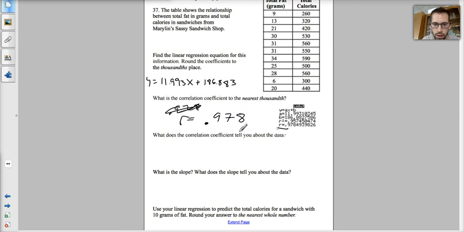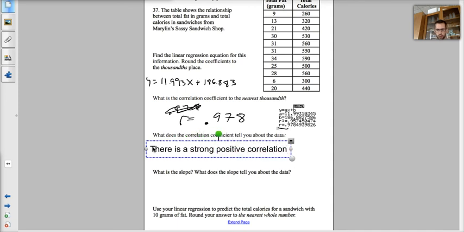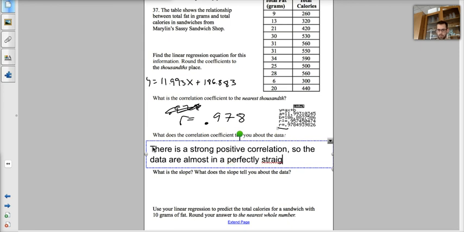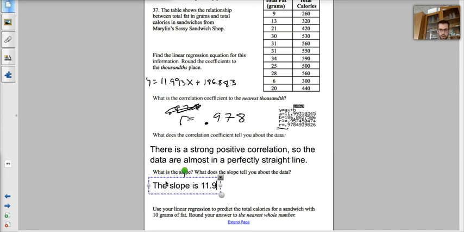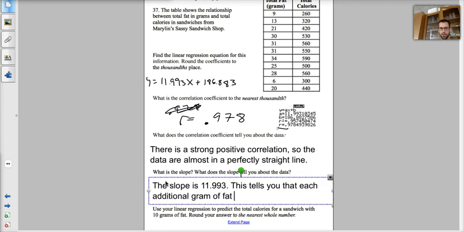0.978. R equals that. It tells me, well, first of all, it tells me 2 things. So there is a strong positive correlation. So the data, let's see, we'll say they're almost in a perfectly straight line. Okay. What is the slope? The slope is 11.993. This tells you that each additional gram of fat, so each time x increases by 1, y is increasing by 11.99. So we'll say each additional gram of fat adds 11.993. Really, I'll say adds about 12.